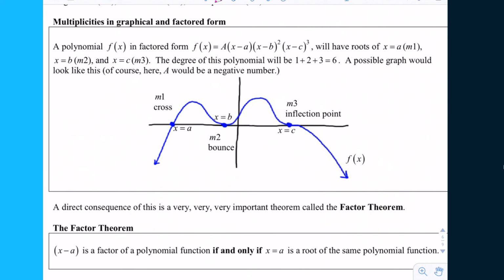Fully factored form. Try to say that two times real fast. Fully factored form, fully factored form. That's hard.